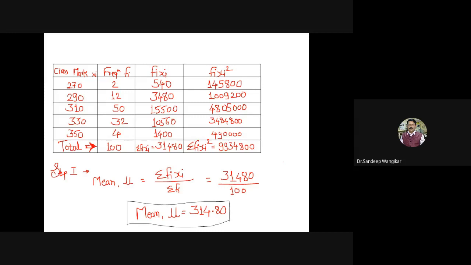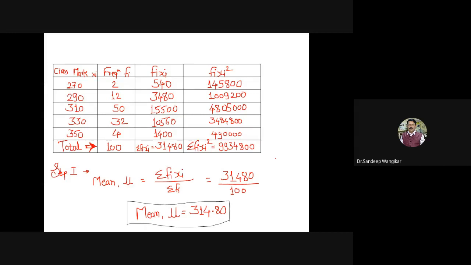Then the frequencies are given, the different frequencies I have taken: 2, 12, 50, 32, 4, like this. And the summation is 100. So you can call it summation Fi, and in this case you can call it N also, capital N. So I have gone for the calculation of Fixi and Fixi square. Why? Because I want to put these values in further formulas. So I have calculated summation Fixi and summation Fixi square.